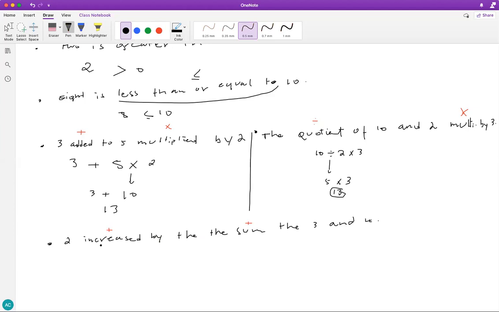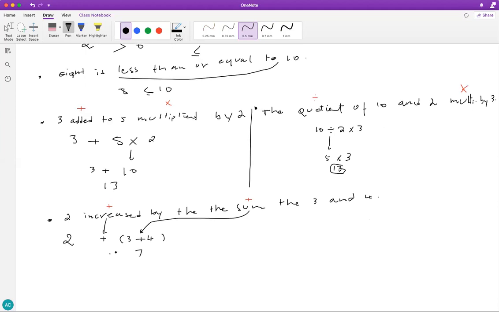So 2 increased by the sum of these numbers. The sum, we're going to need to put that in parentheses. So the sum of 3 plus 4. So 2 increased by the sum. When you see sum or product or difference or something like that, you have to put whatever it is in parentheses. So that's the sum, and this is for this. Then you do the parentheses first, that's 7, and 2 and 7 is 9.